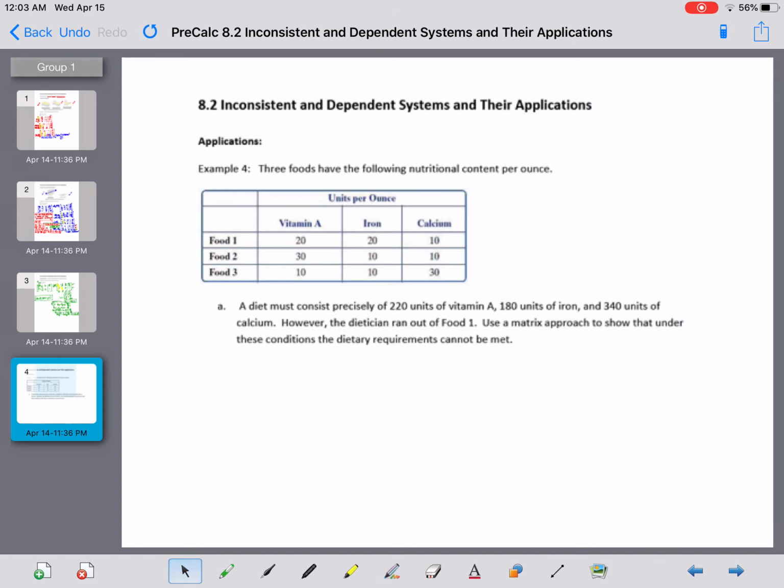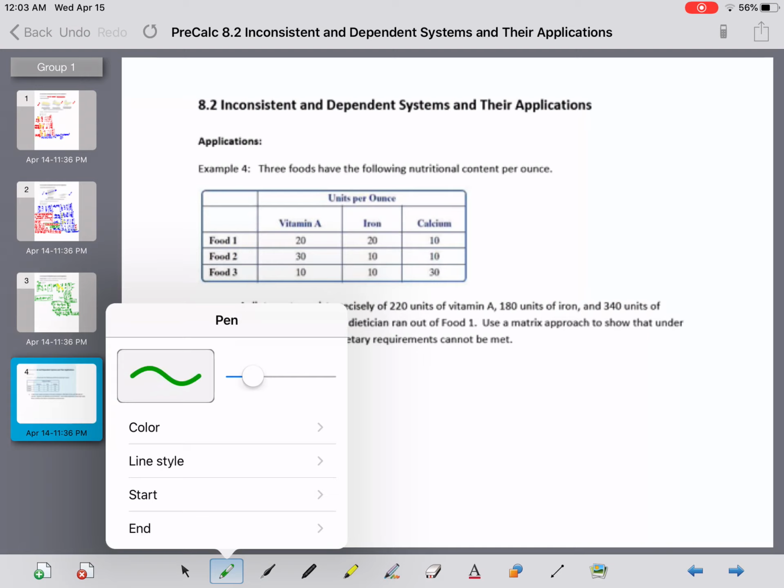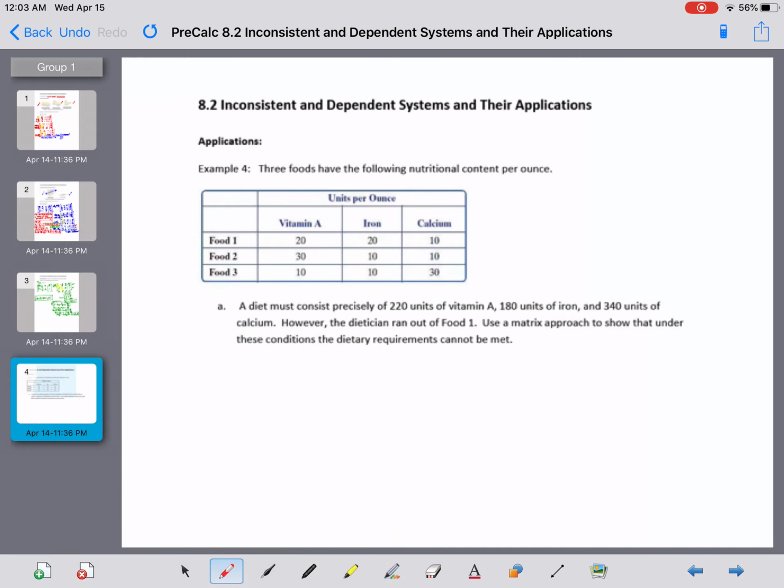So just to kind of be able to write some equations here, let me change my color. Okay, I'm going to call food 1 X, food 2 Y, and food 3 Z. Okay, that means for vitamin A, I have 20X. For food Y, I have 30Y, and for food 3, I have 10Z. And notice down here, a diet can consist precisely of 220 units of vitamin A. So that means 20X plus 30Y plus 10Z should equal exactly 220.